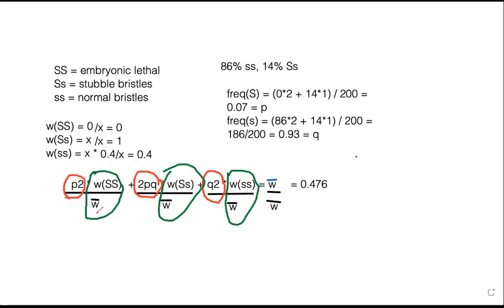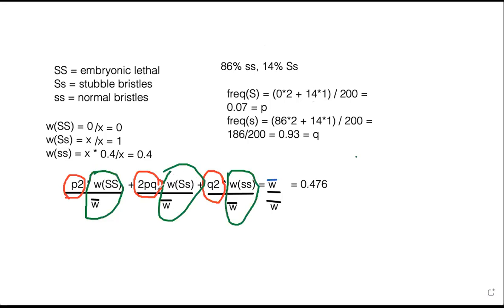But W big S divided by W bar, that's going to be 0 divided by 0.476, right? Which is 0. So in the next generation, we will have no big S flies because that's an embryonic lethal.